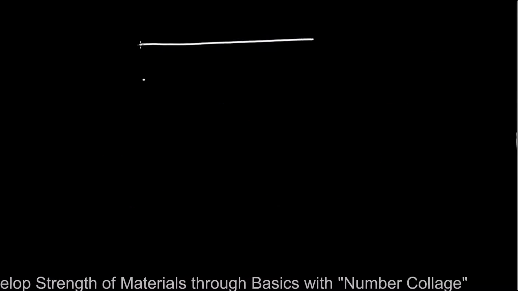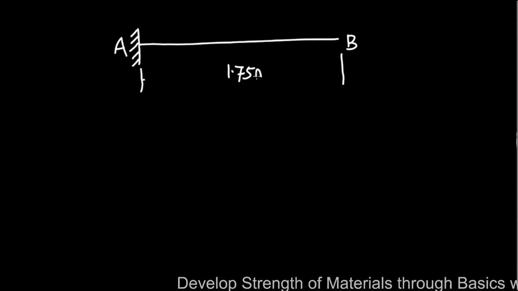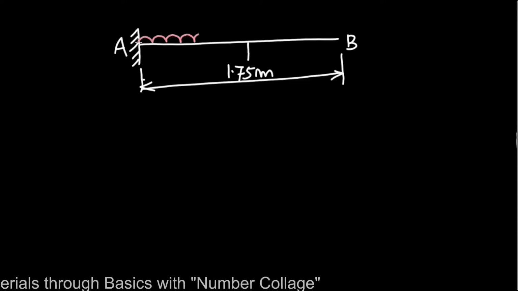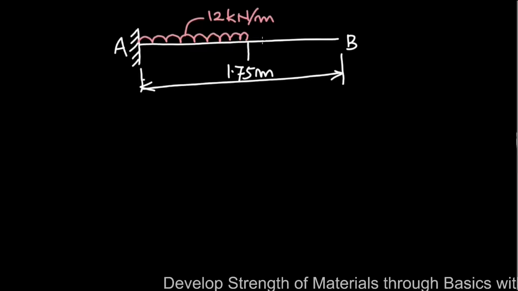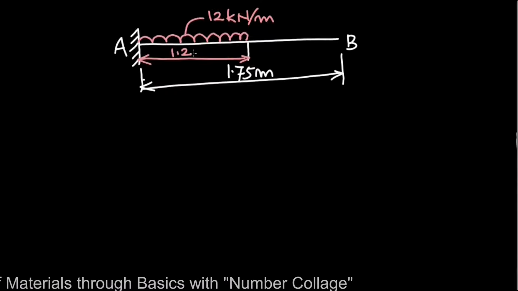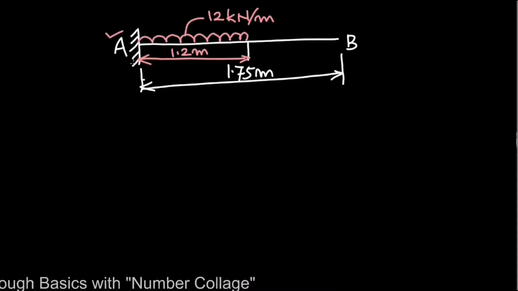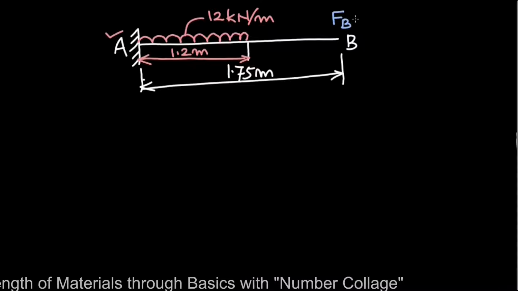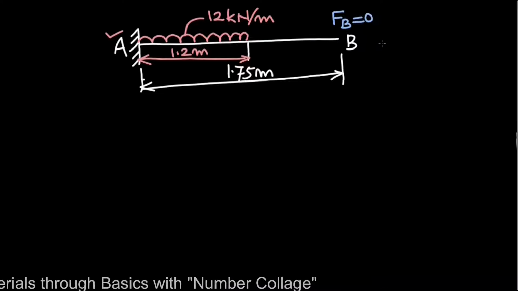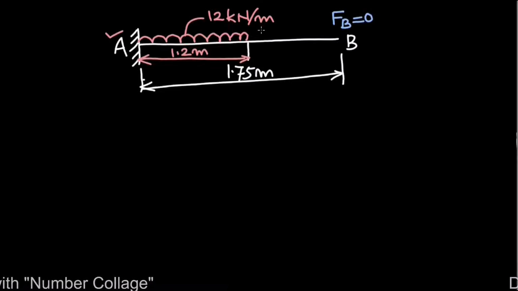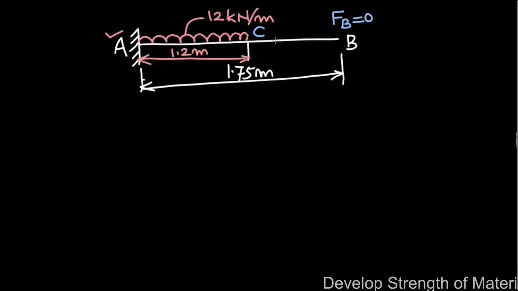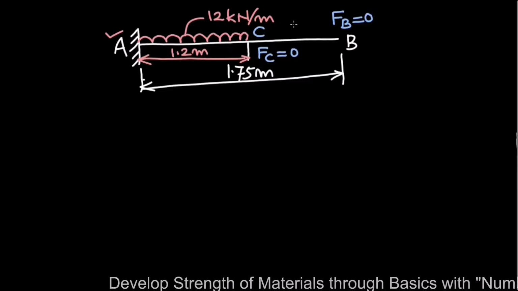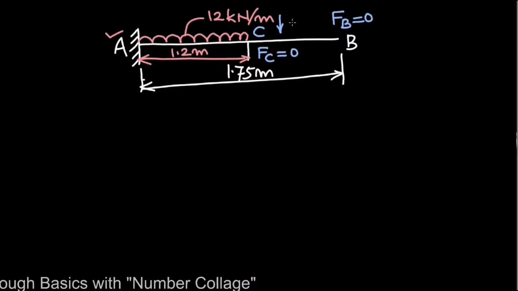A cantilever beam AB of span 1.75 meter carries UDL of 12 kilonewton per meter over a length of 1.2 meter from the fixed end A. We have to draw the shear force and bending moment diagram for this cantilever. Shear force FB at point B will be 0 because it is the free end of the cantilever. Shear force at this point C, Fc will be 0 because downward load to the right of point C is 0.